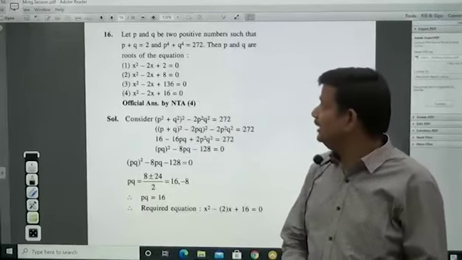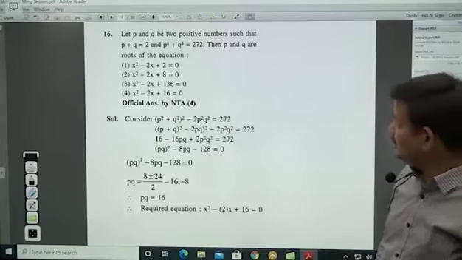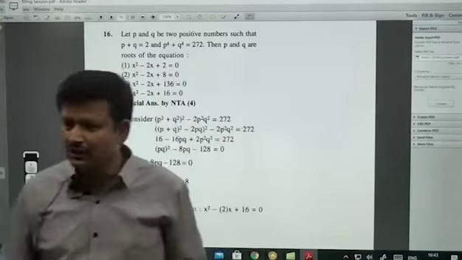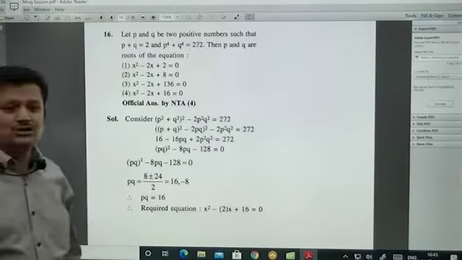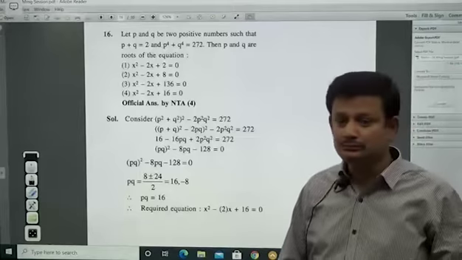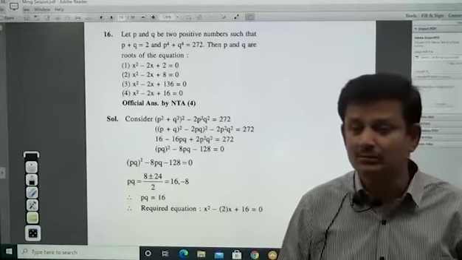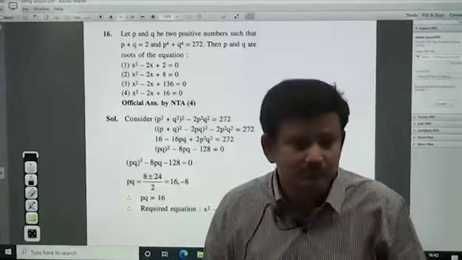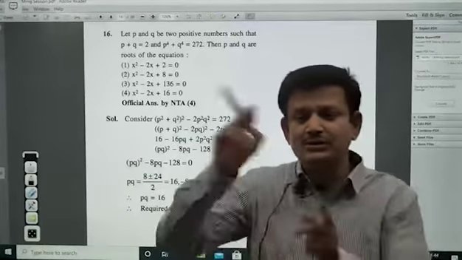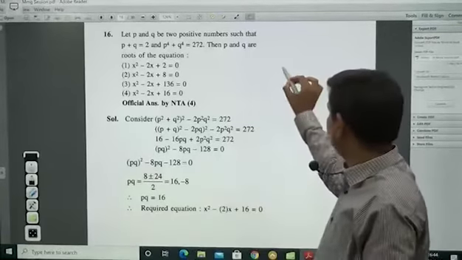Next question: let P and Q be two positive numbers such that P plus Q is 2. Then the equation whose roots are P and Q. Sum of the roots should be 2. All of them, sum of the roots is 2. He is talking about P power 4 plus Q power 4. If you know PQ, you will be able to answer the question. Is it easy to find PQ from P power 4 plus Q power 4, or to find P power 4 plus Q power 4 from PQ? P plus Q is already 2.